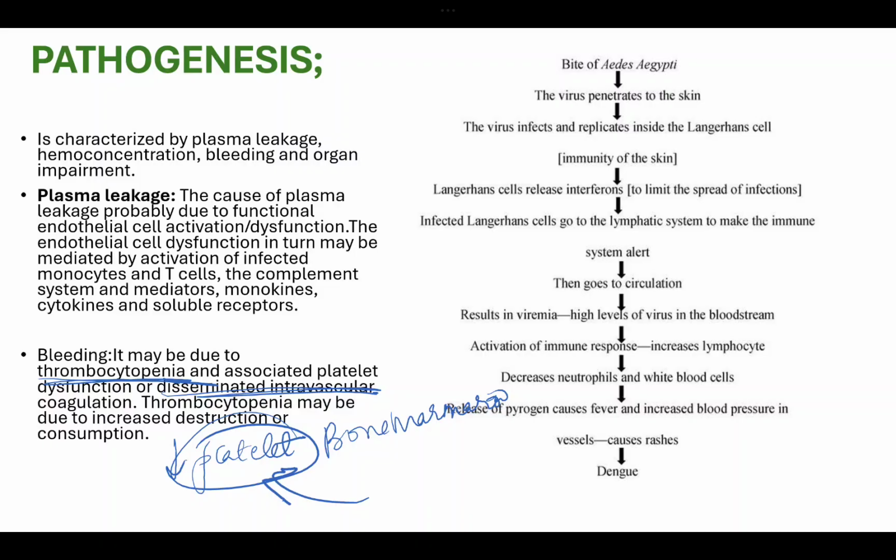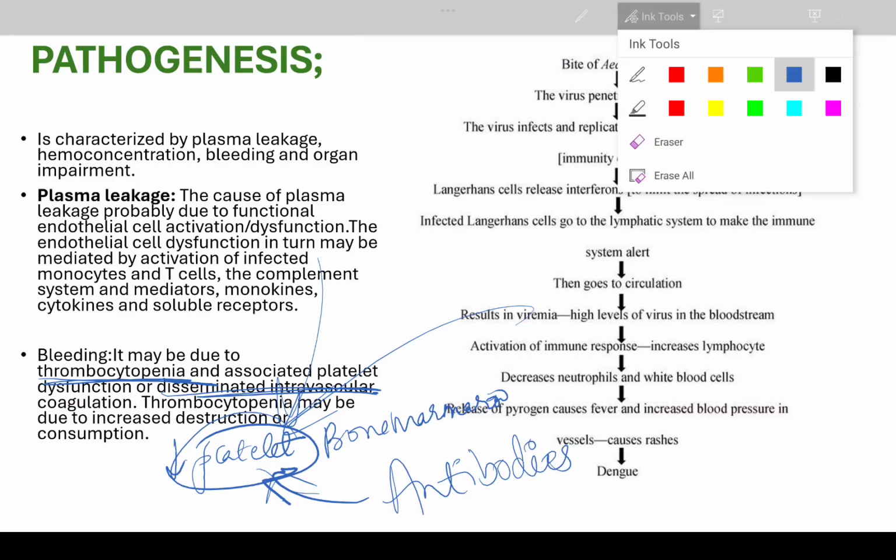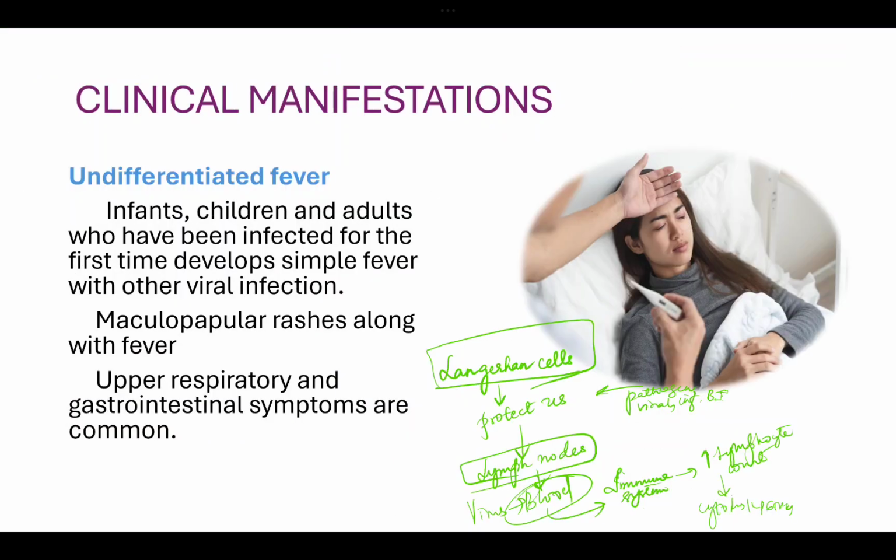Is it clear? You understood what happens? When the antibodies are produced against the virus, these antibodies will go and tag themselves along the platelets, causing their destruction. I hope all of this is clear. Then we'll move further. What happens?